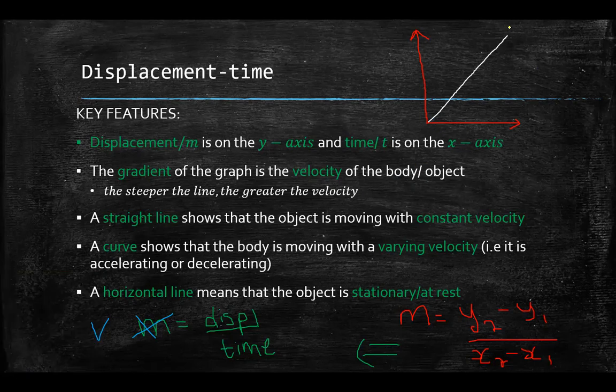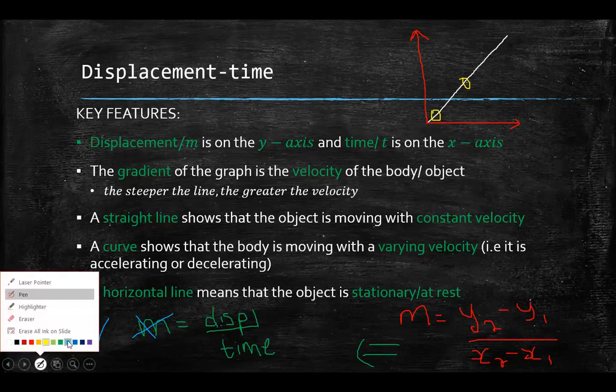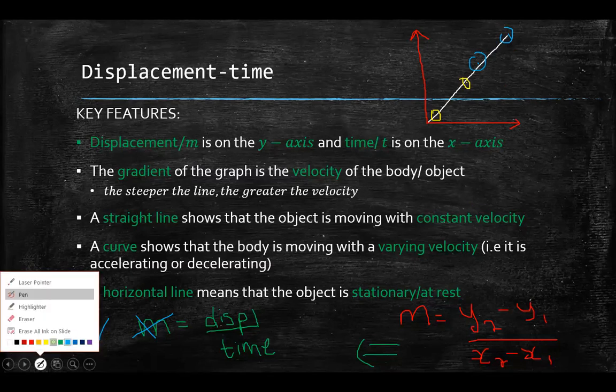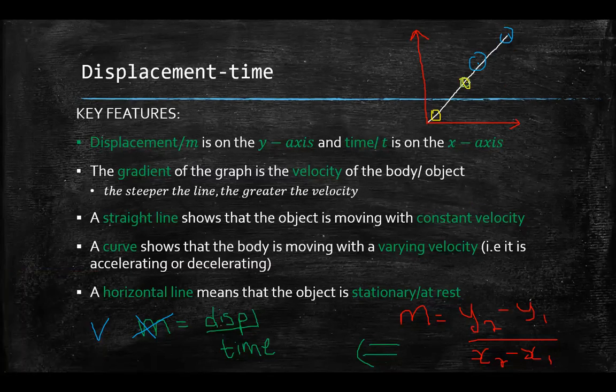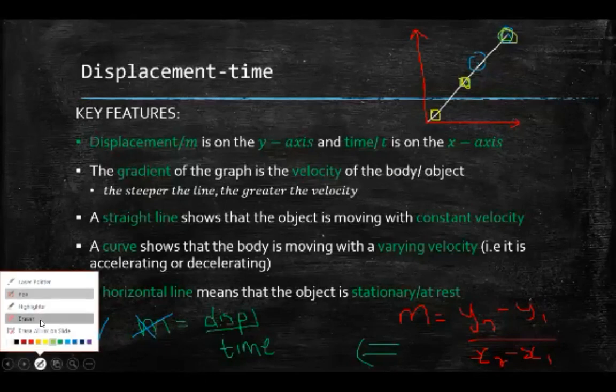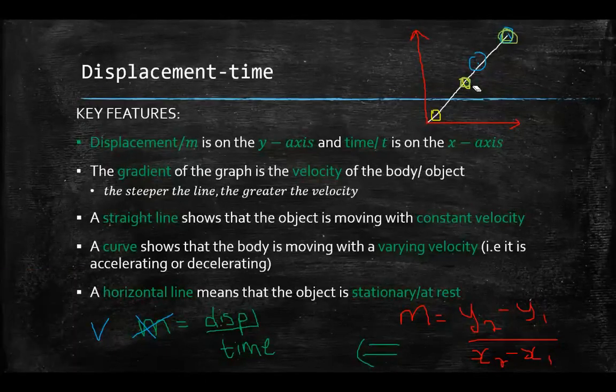So straight line, I have a constant gradient. The gradient between these 2 points, let's say I use these 2 points to find my gradient, would be the same as the gradient between these 2 points, which would be the same as the gradient between, let me just highlight this in green, these 2 points. That gradient is constant. It doesn't matter which 2 points you choose on this line, the gradient would be the same.